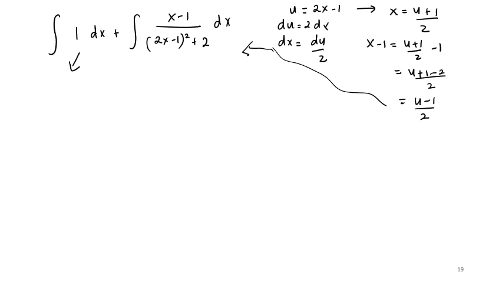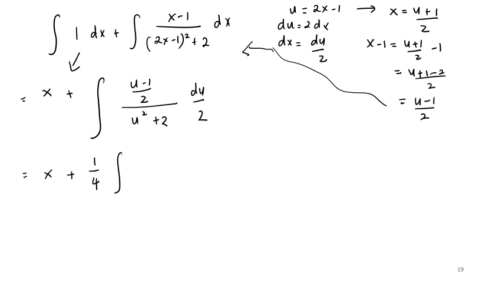So here let's settle this one first. It's easy. So x plus the integration of, okay, x minus 1 is in this case u minus 1 over 2. Then 2x minus 1 is u squared plus 2, and dx is du over 2. Okay, so you get x plus, so you take the 1 over 2 and 1 over 2 out, so you get 1 over 4. Then you integrate u minus 1 over u squared plus 2 du with respect to u.